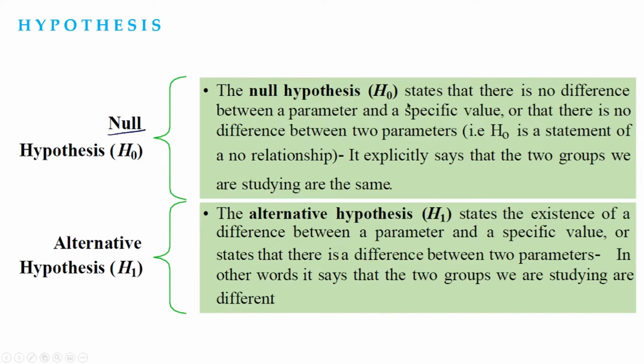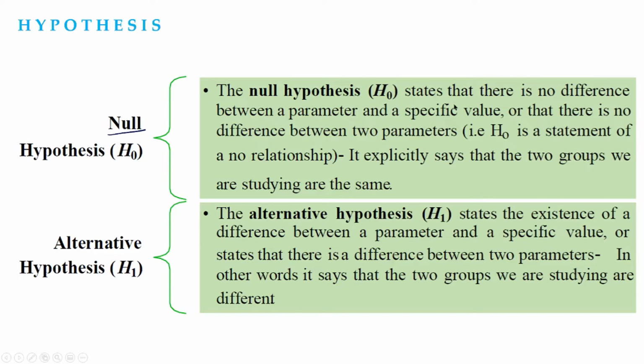The null hypothesis states that there is no difference between the parameter and a specific value, or there is no difference between two parameters. So here H0 is a statement of no relationship. As I already mentioned, it is a common statement or a neutral statement. That is the reason why we have this term null. So it is a statement of no relationship.